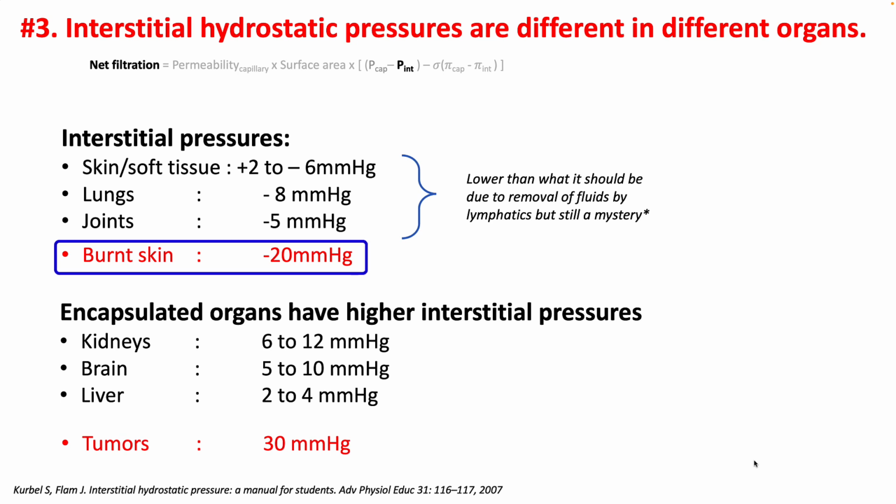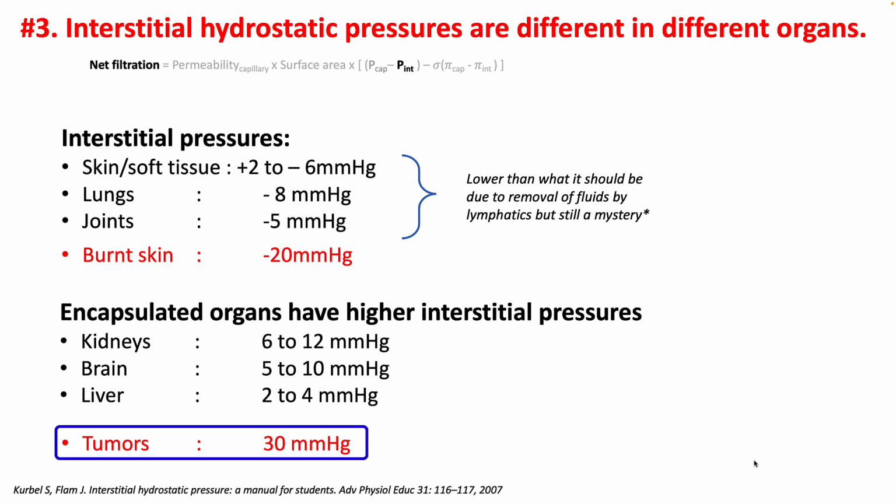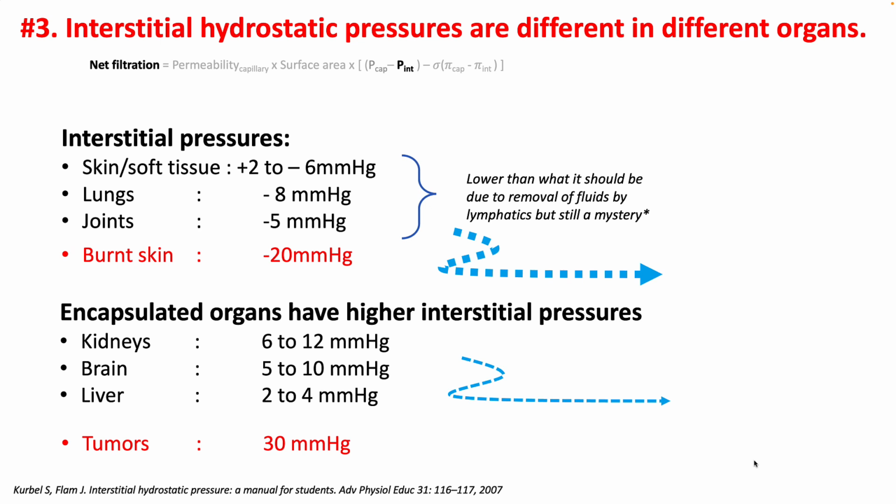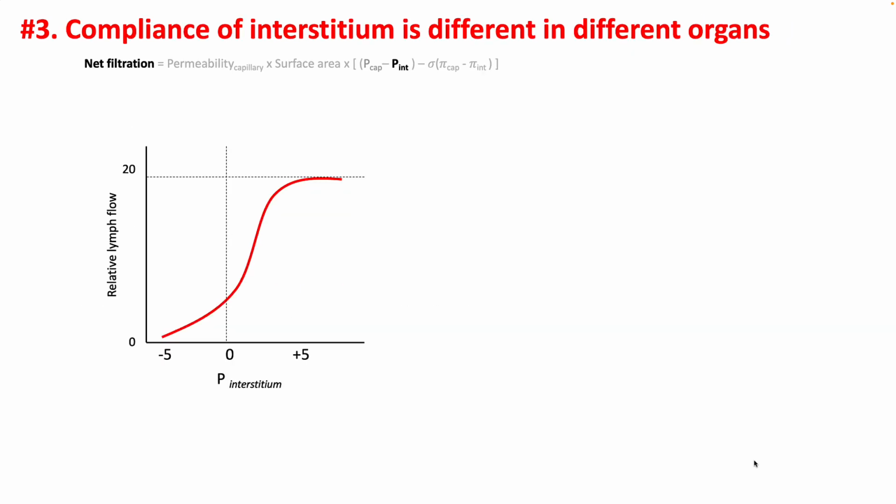Patients with burned skin have shown to have very negative interstitial pressure up to minus 20 millimeters of mercury, while patients with cancer have much higher interstitial pressures. And this is important because the lower the interstitial pressure, the higher the hydrostatic pressure gradient, so higher rate of filtration as compared to encapsulated organs.